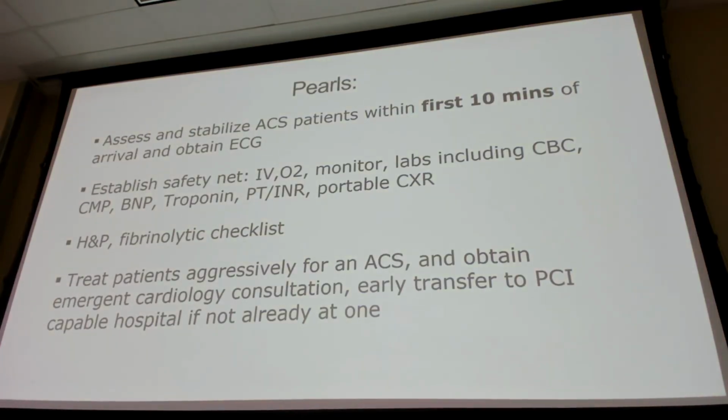All right, so pearls. Get the EKG within the first 10 minutes. It needs to be read. Once you have a license, they'll make you sign them as well on all your EKGs. And then we want to get our safety net on board. We want to get our aspirin and nitro if they can tolerate it. We want to anticoagulate them. Look at the fibrinolytic checklist if you don't have PCI at your facility. And then call the cardiologist so we can get them early PCI.